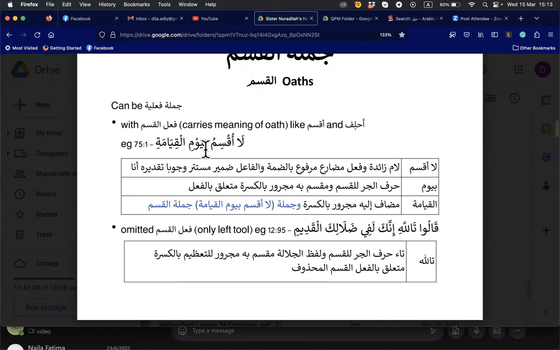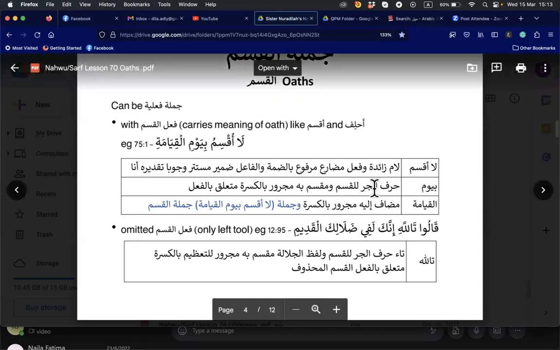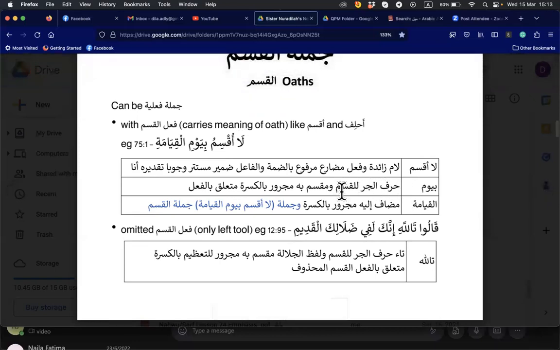and then b yaumin. This is your default. So the ba is a harf jar lil qasam, a harf jar for oaths. And then wa, usually we say jar wa majrur, right? So technically you can say that. It's not going to be wrong. You can say that. But the fuller one will be harf jar, harf ajal, lil qasam, for qasam.